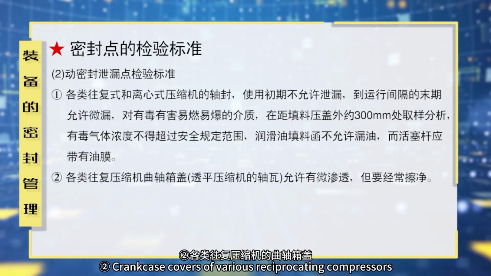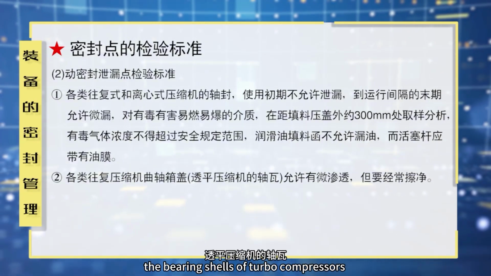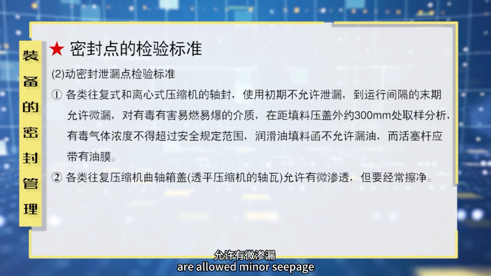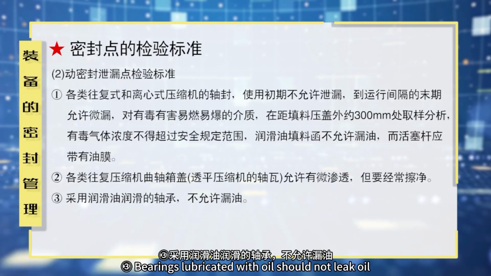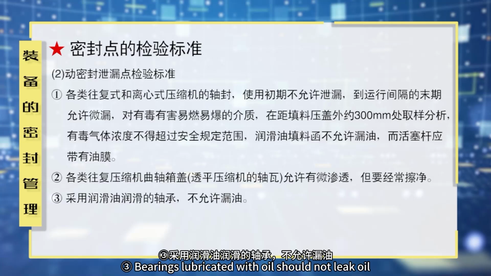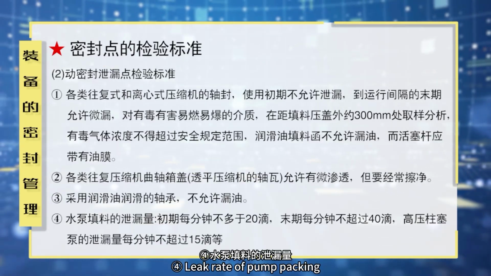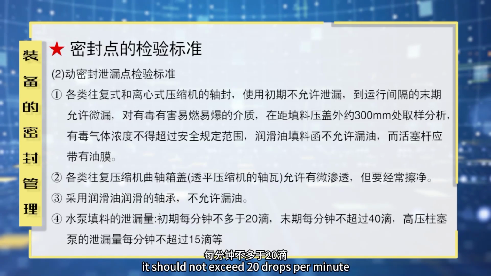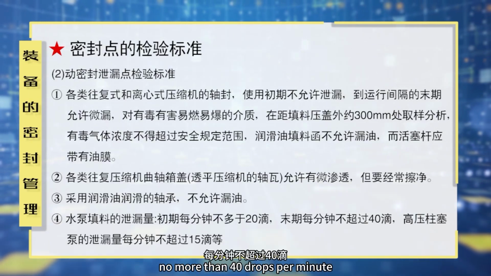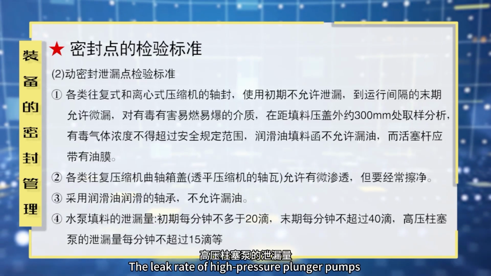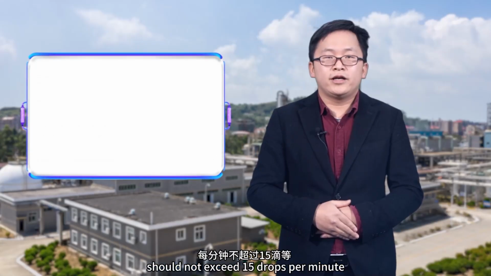Second, crankcase covers of various reciprocating compressors. For example, the bearing shells of turbo compressors are allowed minor seepage, but they must be cleaned regularly. Third, bearings lubricated with oil should not leak oil. Fourth, leak rate of pump packing. In the initial stage, it should not exceed 20 drops per minute, and in the final stage, no more than 40 drops per minute. The leak rate of high-pressure plunger pumps should not exceed 15 drops per minute.